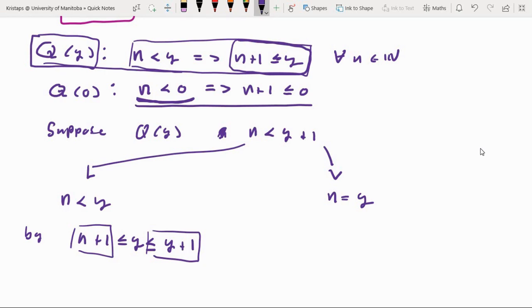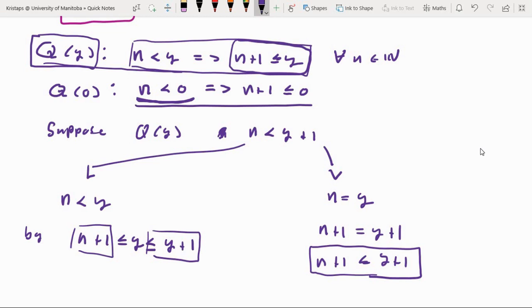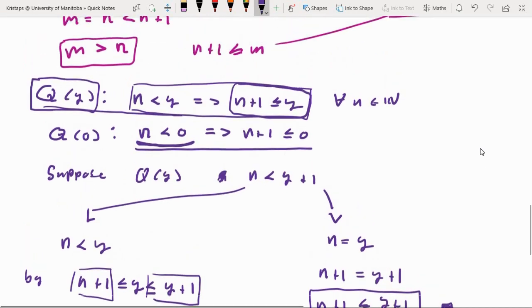Okay, the other possibility is that n is equal to y, but this means that n plus 1 is equal to y plus 1, and so again we get that n plus 1 is less than or equal to y plus 1. Okay, and so we've now shown by induction for this statement Q that if n is less than y, then n plus 1 is less than or equal to y.